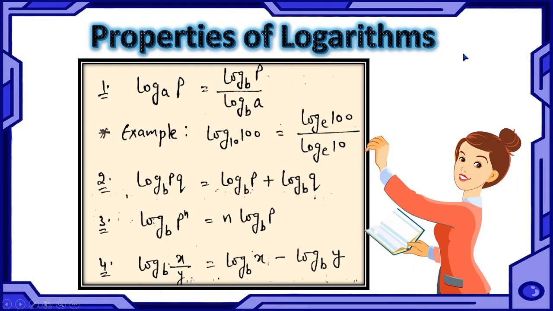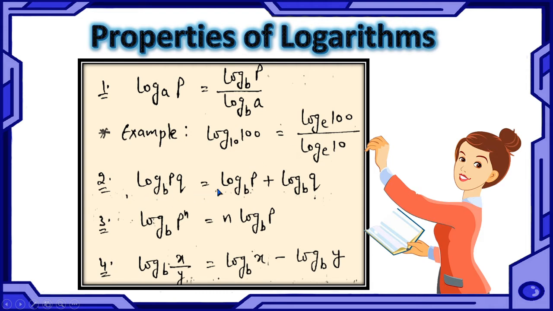Here are few properties of logarithms. First is known as base change formula. If it is given as log p to the base a and we want to change this base from a to b or any other base, so we will write down log of p to the base b, which is a new base, upon log of a to the base b. Example is given here in front of you. Here we are changing base 10 to base e.